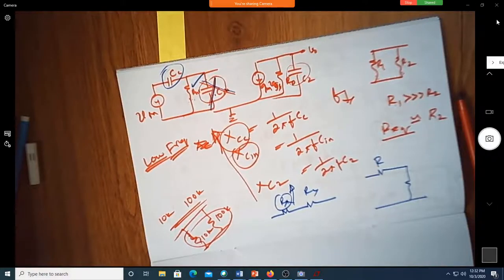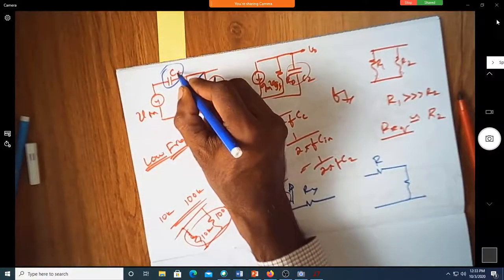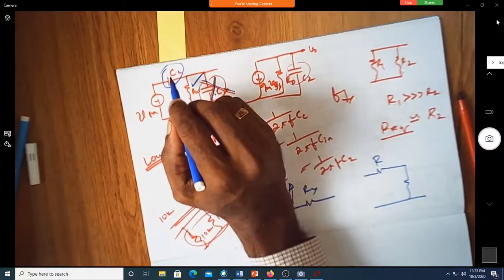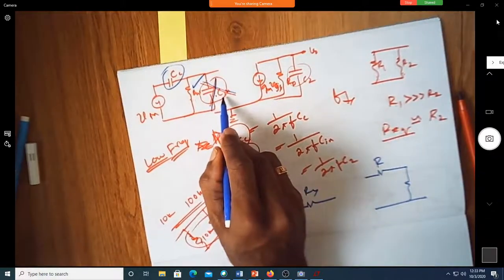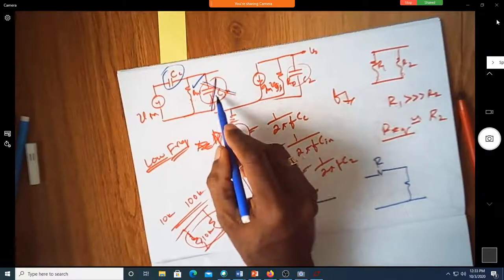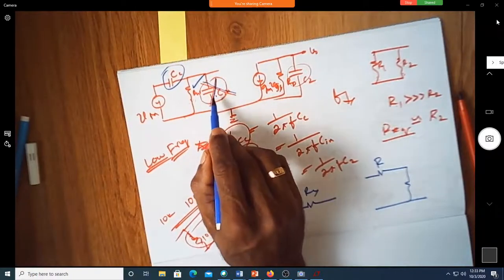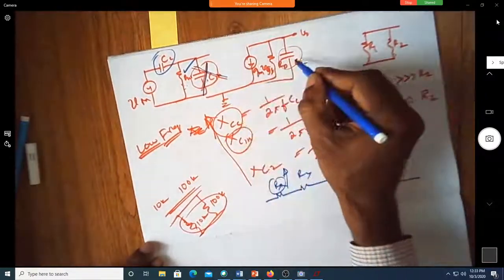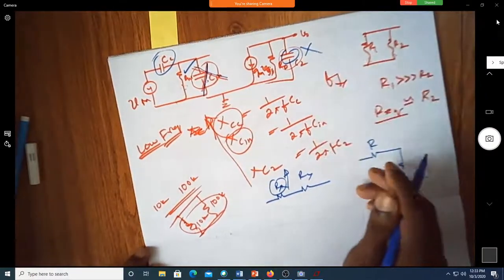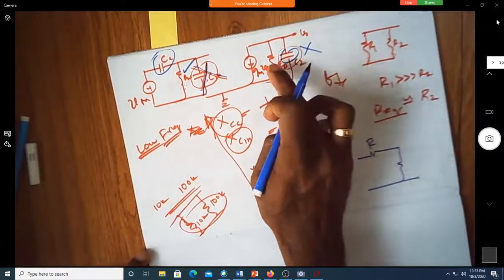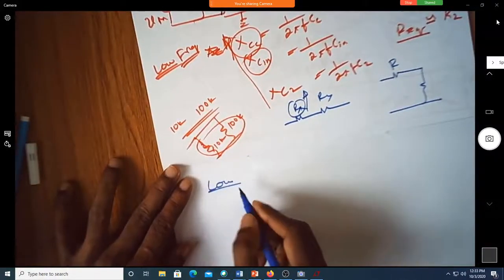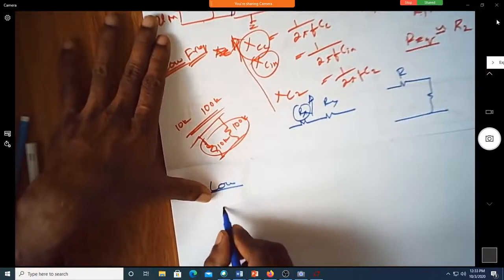No, sir, we can't. So you cannot neglect the effect of CC at low frequencies because it offers high impedance. But you neglect the impact of Cin at low frequency because it offers high resistance and is in parallel with this. I will neglect this also because it is in parallel with this. So at low frequency, the equivalent circuit looks like this.